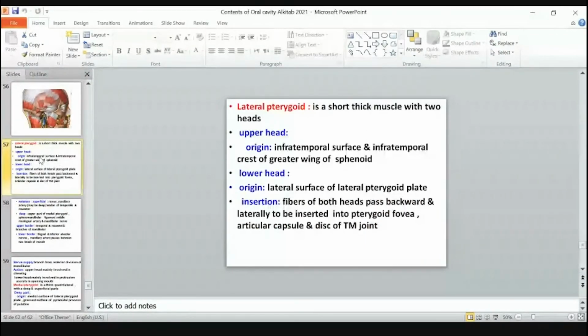So the lateral pterygoid muscle is a short, thick muscle with two heads. Upper head from infratemporal surface and infratemporal crest of greater wing of sphenoid. Lower head from lateral surface of lateral pterygoid plate. Insertion: fibers of both heads pass backward and laterally to be inserted into the pterygoid fovea, with the articular capsule and disc of the TM joint.